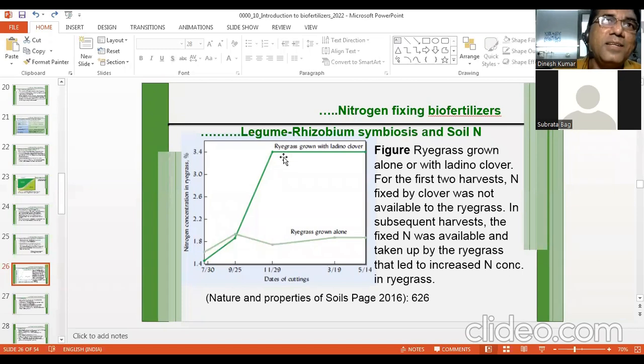So why this change in concentration of nitrogen in the ryegrass? Because they are growing simultaneously. That means the nitrogen has been transferred from legume to non-legume partner. So it proves that nitrogen can be transferred concurrently from legume to the associated cereal crop. You can read it.